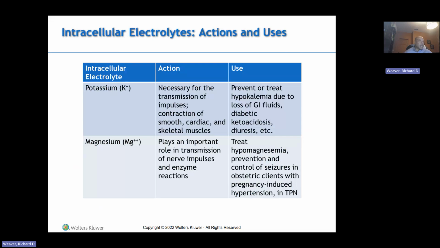So DKA, we talked about that. Initially, you're hyperkalemic, and then because of the diuresis, the body trying to get rid of all that glucose, they become hypokalemic. So just make sure you take a look at that. Severe malnutrition, because remember, we obtain electrolytes from our diet.